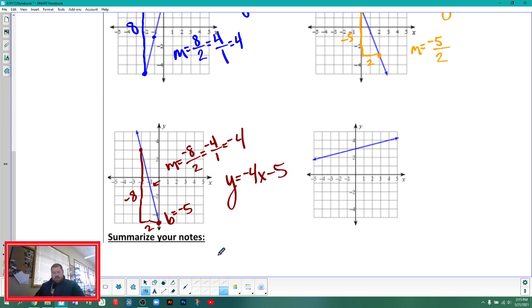On the last one, we have a y-intercept right here at 3, so b is 3. And it looks like it goes through that point as well. So it goes up 1, over 1, 2, 3, 4. Up 1, over 4, and our slope is 1/4. So we get y equals 1/4 x plus 3.